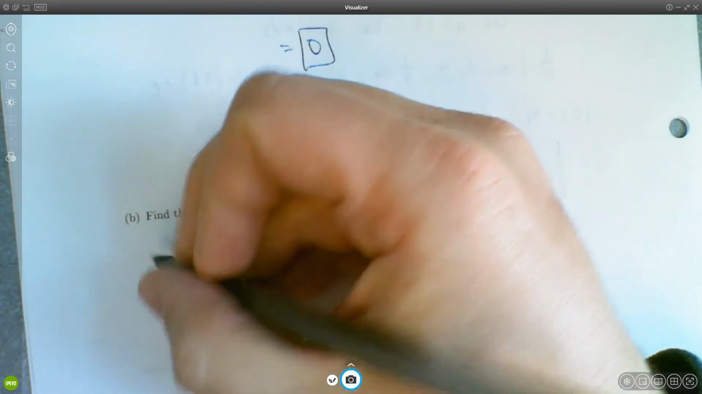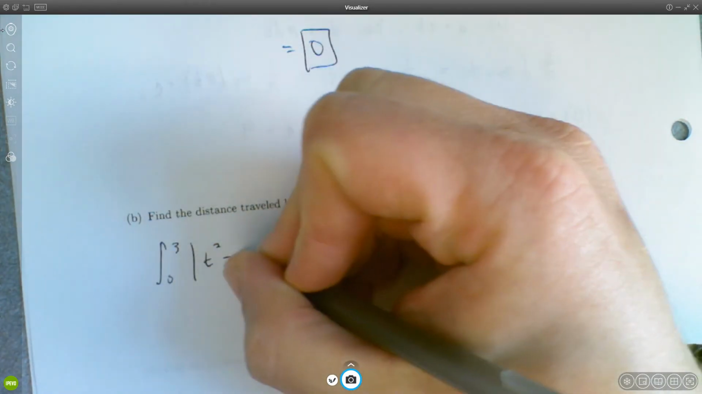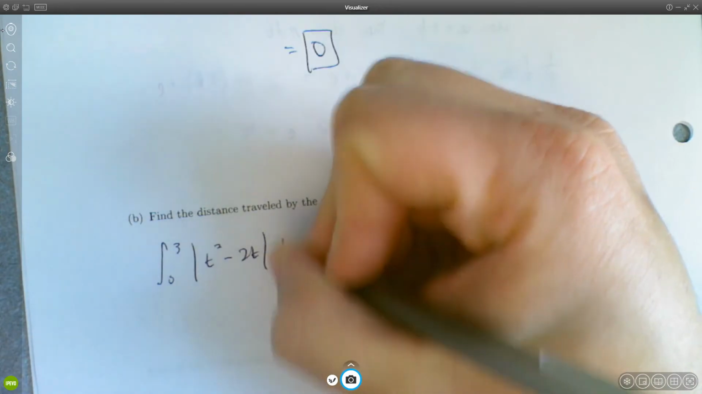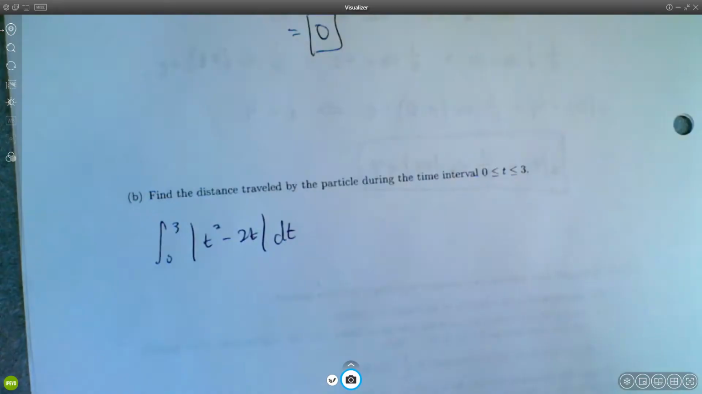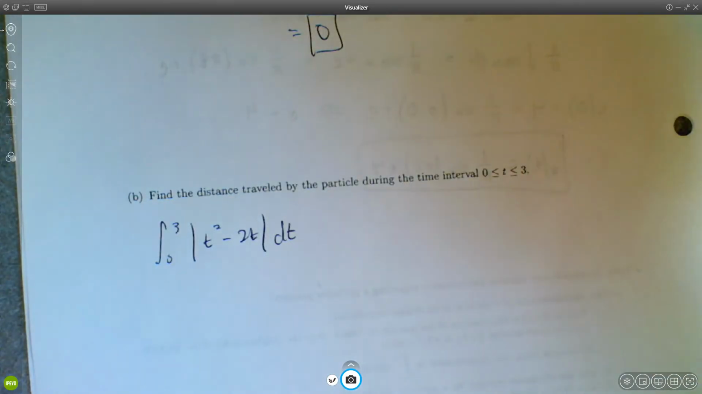So we need to integrate from 0 to 3 the absolute value of t squared minus 2t dt. Now in order to do that, the best thing to do is to figure out where t squared minus 2t is positive and where it's negative. That'll tell us where to split the integral, right? We've done this in previous sections.